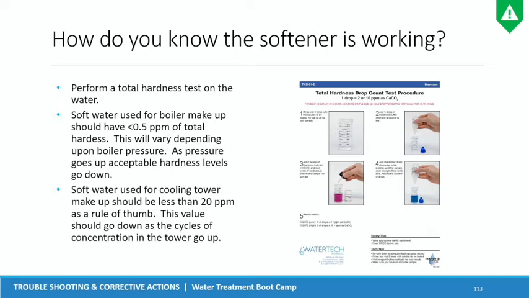especially depending on pressure. If you're running a 5 pound boiler versus a 500 pound boiler, it's gonna make a big difference. And then soft water for cooling towers, normally we're okay with up to 20 ppm, because if you're cycling your cooling tower up about five times, that's about 100 ppm of hardness in the cooling tower, and that's more than fine for running a chemistry program in cooling towers.